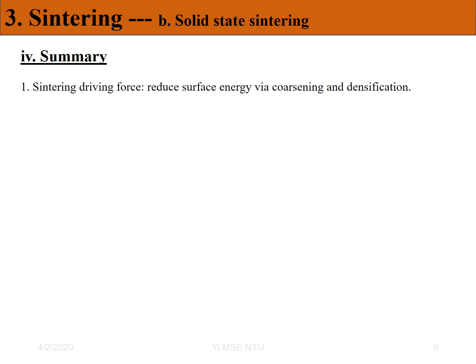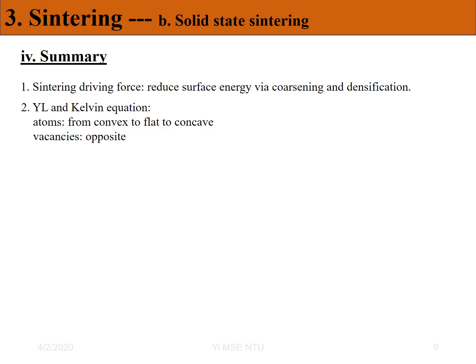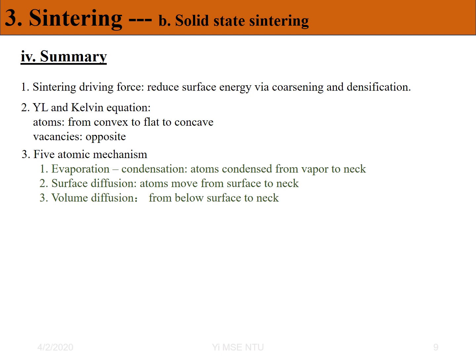So the summary. The sintering driving force is reduced surface energy by coarsening and densification. Okay, Young's surface equation: atoms move from convex to flat to concave. Vacancy is opposite. Okay, so 5 atomic mechanisms. What is the first one? One is evaporation condensation, so atoms condense from vapor to the neck. The neck is always the low energy side. Then surface diffusion: atoms move from surface to the neck. Volume diffusion is also moved from the surface to the neck, but through the bulk. The route is a little bit different.